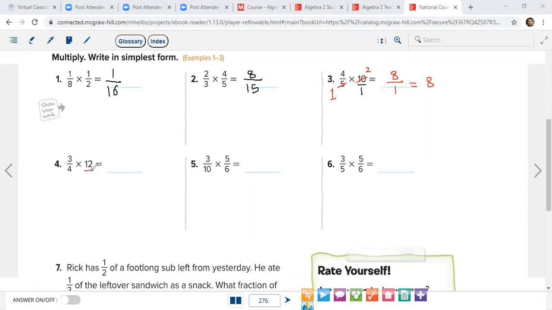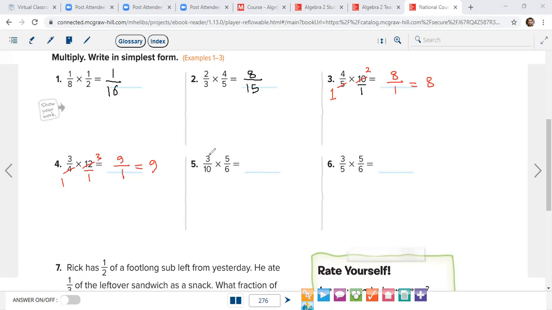Now 12 is like 12 over 1. Also, I'm going to do cancellation method because both 12 and 4 are divisible by 4. So divide by 4 will give you 1. Divide by 4 will give you 3. So it's like 3 by 3, 9 over 1, which is 9.